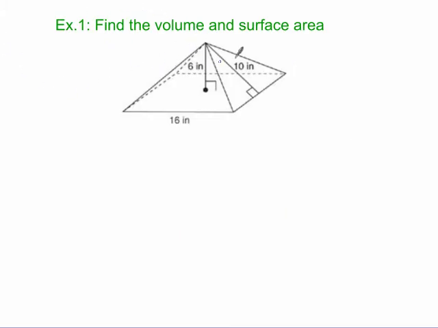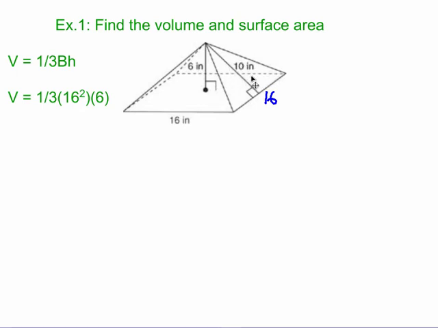We need to find the volume and surface area of this pyramid here. Let's start with volume. We know volume is equal to 1/3 the base times the height. Now I know my base is a square, so if one of the side lengths is 16, then the other side length is 16. So to find capital B, which is the area of the base, I just do 16 times 16, or 16 squared. The height is the height from the center to the top, which is 6 inches. So I'm going to do 1/3 times 16 squared times 6.